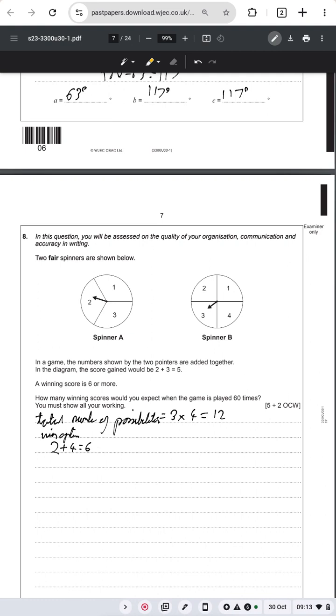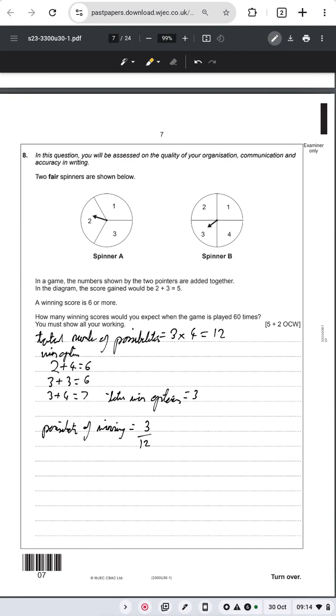With 3, we can either have it as 3 plus 3, which equals 6, or we can have 3 plus 4, which equals 7. So total winning options is equal to 3. So therefore, the probability of winning is equal to 3 over 12.